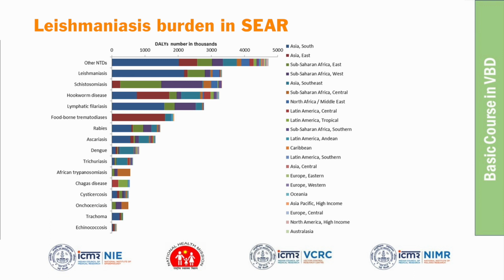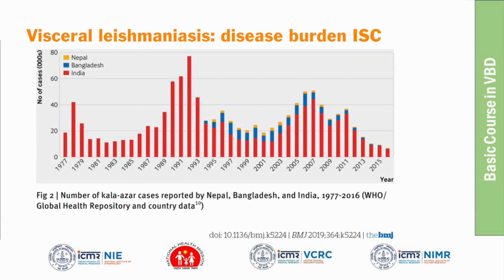So this picture shows the leishmaniasis burden in the WHO Southeast Asian region. You can see that of all the entities, leishmaniasis contributes the maximum, which occurs in South Asia. Of all the entities, leishmaniasis is the first one, and South Asia contributes the maximum leishmaniasis burden in the Southeast Asian region. All other diseases are next. The next one is lymphatic filariasis. So it goes on like that, but leishmaniasis is the highest disease burden of all the neglected tropical diseases in the Southeast Asian region.